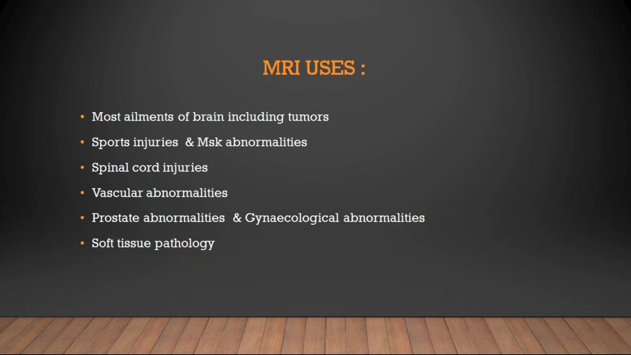And vascular abnormalities like stenosis, any thrombosis can be easily recognized, and any prostate cancers, gynecological cancers like endometrial carcinomas can be recognized. MRI is mainly used for soft tissue pathology because compared to the CT, MRI has a better tissue contrast.